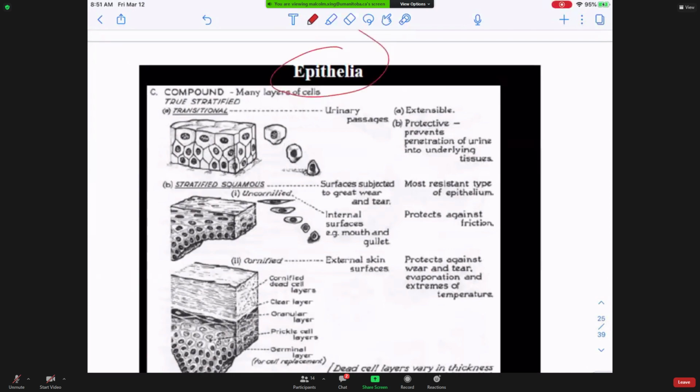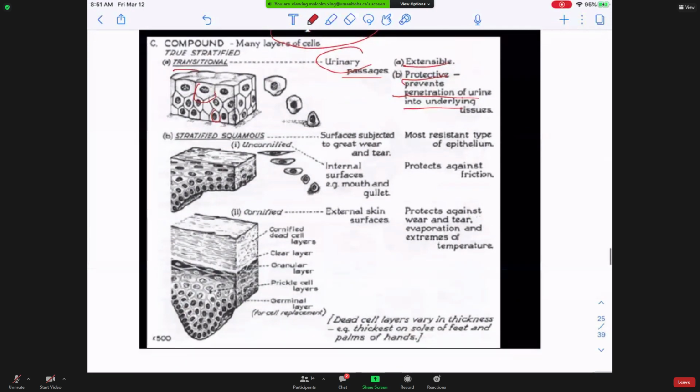And epithelia can be more complicated, combined together for a transitional type. That's the urinary system, as we already said in the last slide, the kidney and urinary system passages. So you will see a little bit of transition. It's extensible and protective, preventing the penetration of urine into underlying tissues. You see layer by layer, from cuboidal to flat.